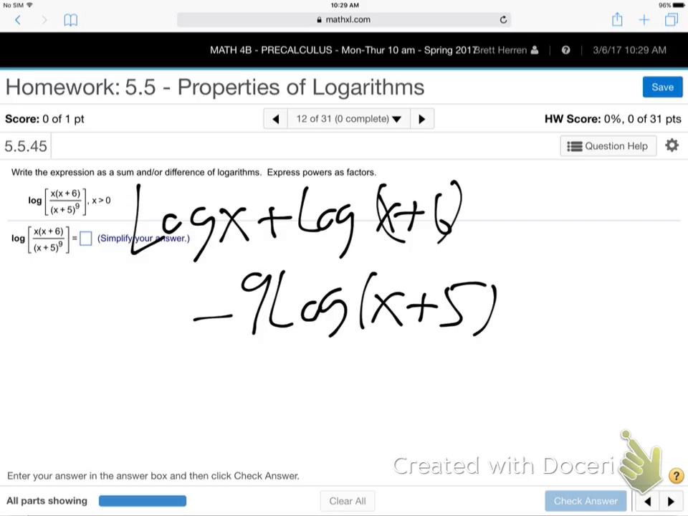Hey, those logs are not showing their base. We don't have to write anything in, but it just means they're base 10. But you don't have to write that. Just like that's fine. But you do need the parentheses on these guys. That is required.